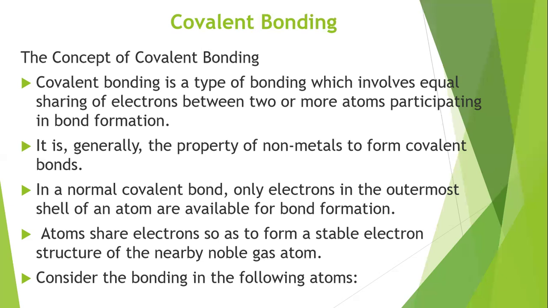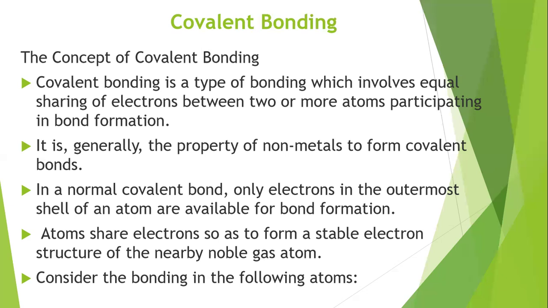Now, in a normal covalent bond, only electrons in the outermost shell of an atom are available for the bond formation. Atoms share electrons so as to form a stable electron structure of the nearby noble gas atom. So this is the reason for the bonding.